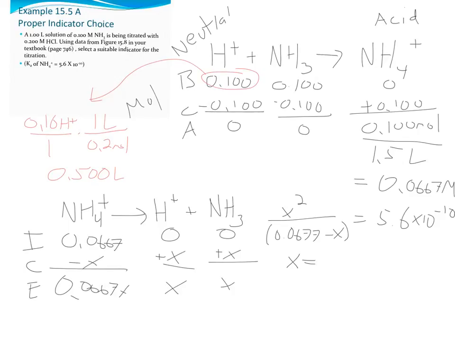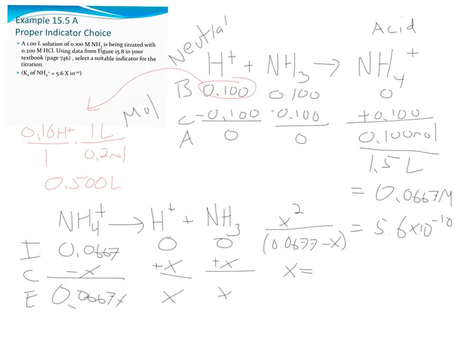X is going to come out to be 6.11. Oop, switch tools. 6.11 times 10 to the negative 6th for a pH. Negative log of that equals 5.21. Okay, so that's the first part of the problem.